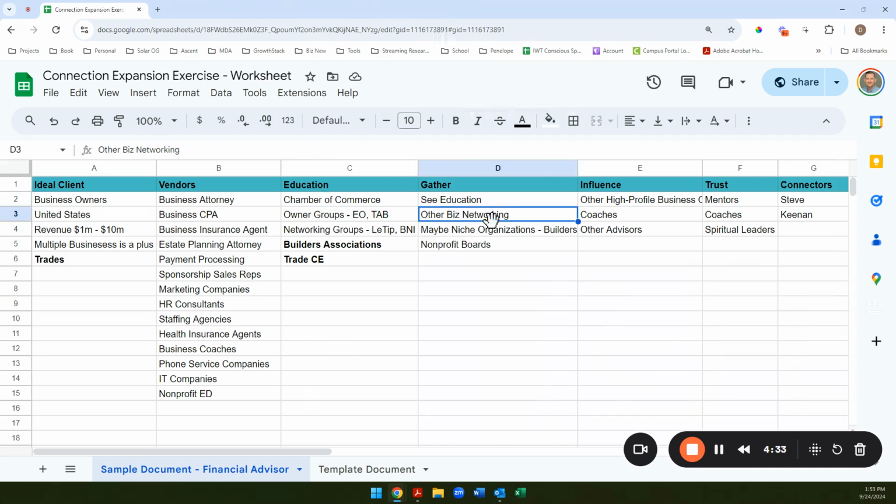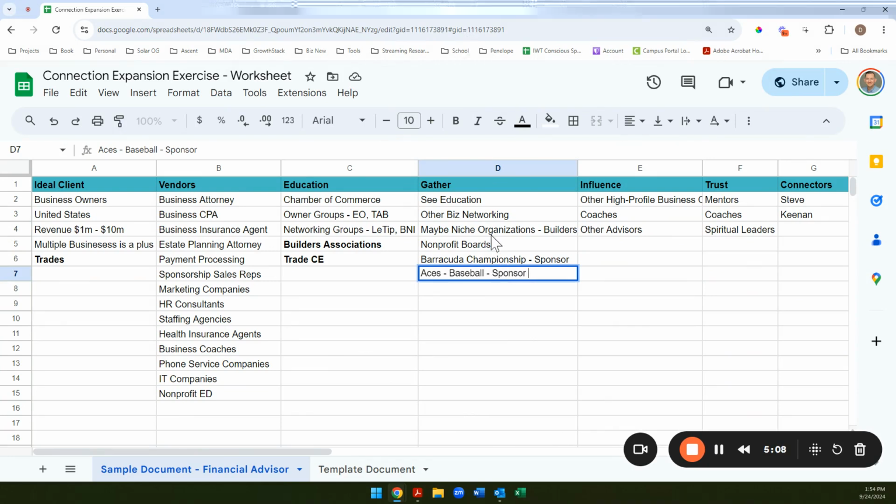Other business networking. So this might make me think about, are there other networking organizations? I'm in the Reno market, so that might be Young Professionals Network, YPN. NCET is the Nevada Center of Entrepreneurship and Technology. We have a big golf event here, so it could be the Barracuda Championship in the sponsor deck or sponsor areas. We also have the Reno Aces. So that might be it. They might be going to baseball or sporting events, again, from a sponsor level. So those are all places that you might be able to see them.